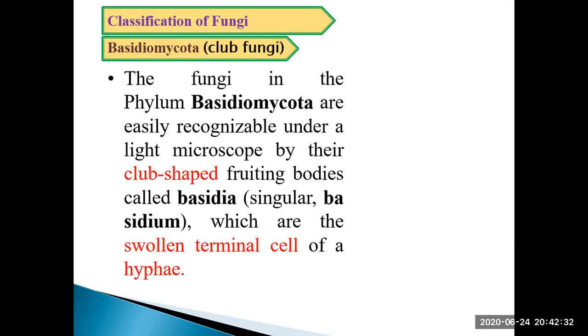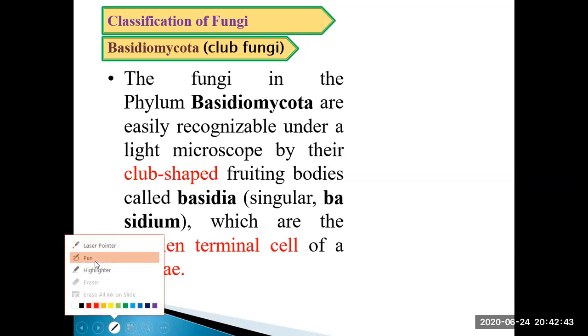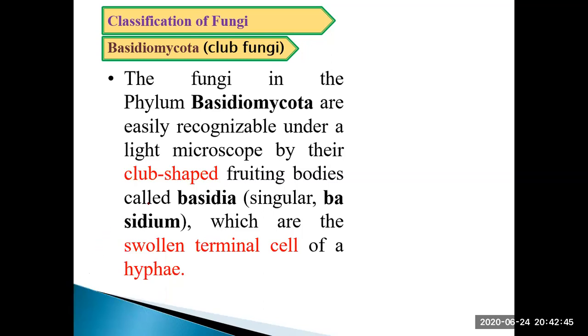So let's start. First of all, that is our Basidiomycota, the fourth phylum of systematic classification of fungus, which we also know as club fungi. Now there is a question: why do we call it club fungi? There is a reason behind it. These Basidiomycota are easily recognizable by their shape, what is called the club shape. And for those club-shaped bodies, or we can say the fruiting bodies, we call these fungi club fungi.